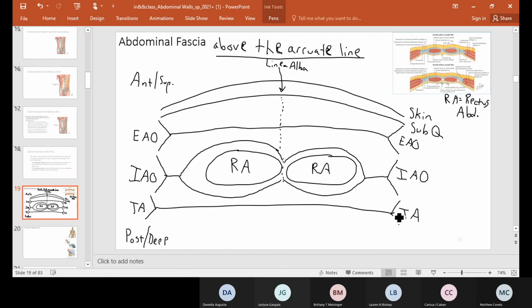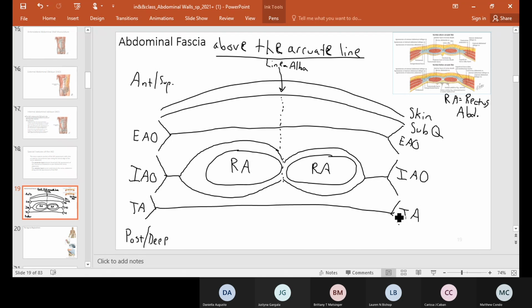Tell me when you guys are finished with the picture. One more time, I'm sorry. So TA is deep to the other two structures. So it doesn't split. It doesn't arc around anything. It stays deep to all that.